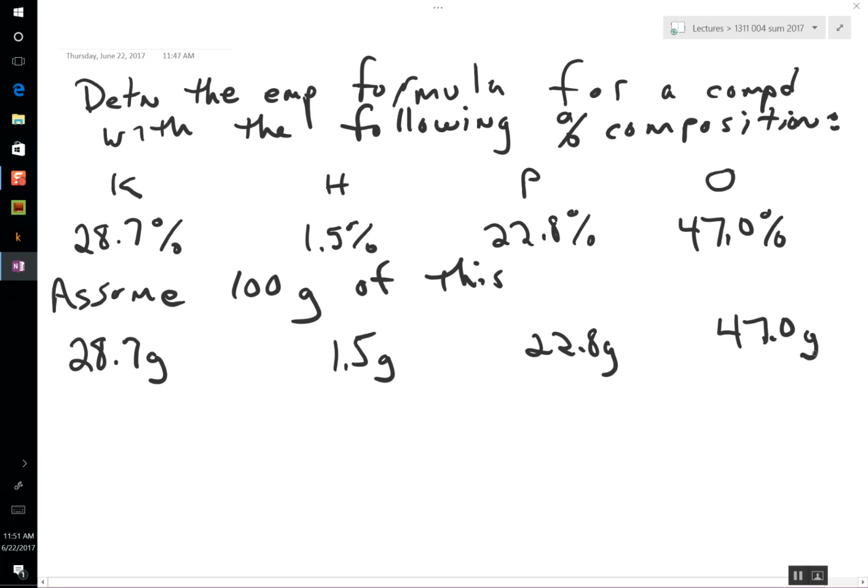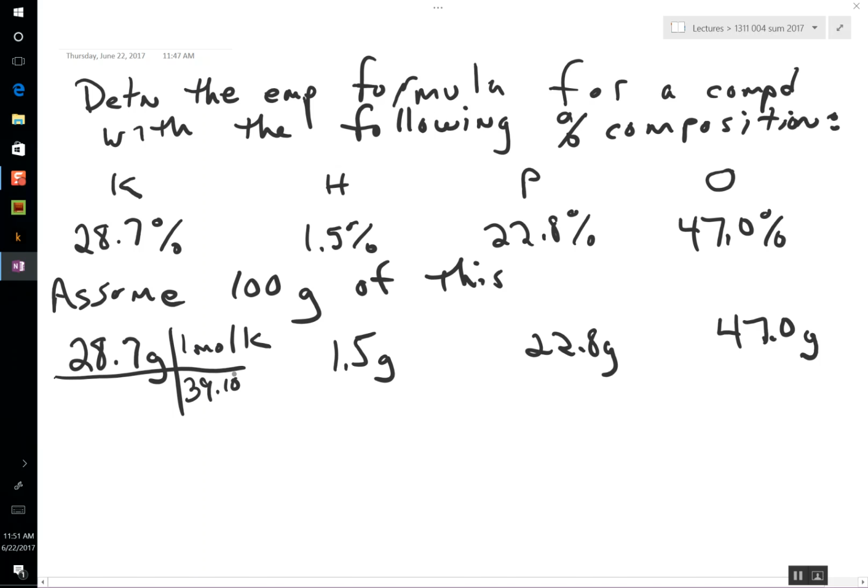How does that help you? Well, you now know how to convert grams of something into moles, don't you? That's what we want to get in an empirical formula. What is the ratio of atoms of these four elements in this compound? So we can't do a gram ratio, but if we convert these grams to moles, we're now getting it down to a number ratio, a discrete number of atoms. So we're going to convert this into moles.